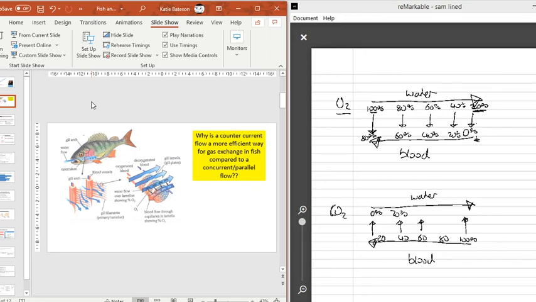At every single point, CO2 can diffuse from the blood into the water. Counter-current system, not just oxygen, it's oxygen and CO2.